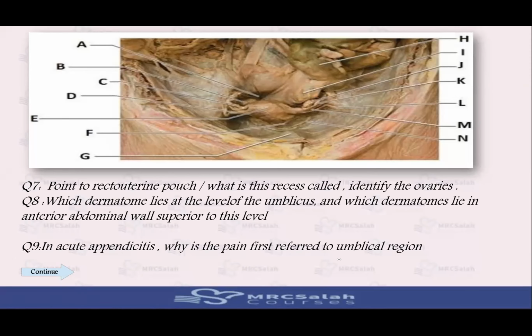Because the sensory neurons of the appendix accompany the sympathetic nerves joining the T10 spinal nerves. Sympathetic coming from where? Intercostal or where? Yes, I agree. Sympathetic branches, which are coming at the same level of the T10 dermatome. Okay. Sympathetic from where? Continue, Maria. The names of the fibers.